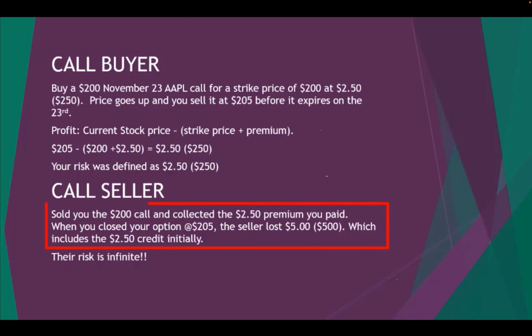They sold you that $200 call and collected $2.50 in premium. When you closed your option at 205, the seller actually lost $5 because they got to give back the $250 credit and they have to pay you the $250. In order to pay you $250, they have to give back the $250 credit. So they actually, $500 comes out of their account, of which $250 lands in yours. So when you make $250, they lose $250. And selling calls, which is not a good idea, naked, your risk is infinite.